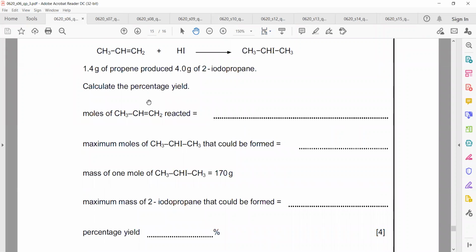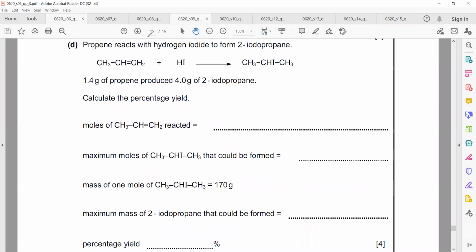In this question, propene reacts with hydrogen iodide to form 2-iodopropane. This is 2-iodopropane, this is propene, and this one is hydrogen iodide. 1.4 gram of propene produces 4 grams of iodopropane. So this is the practical value of the product. Practically we are getting this much. Calculate the percentage yield. To calculate the percentage yield, you will not directly get the percentage yield. You will follow the steps which they provide, and at the last you will get the answer.